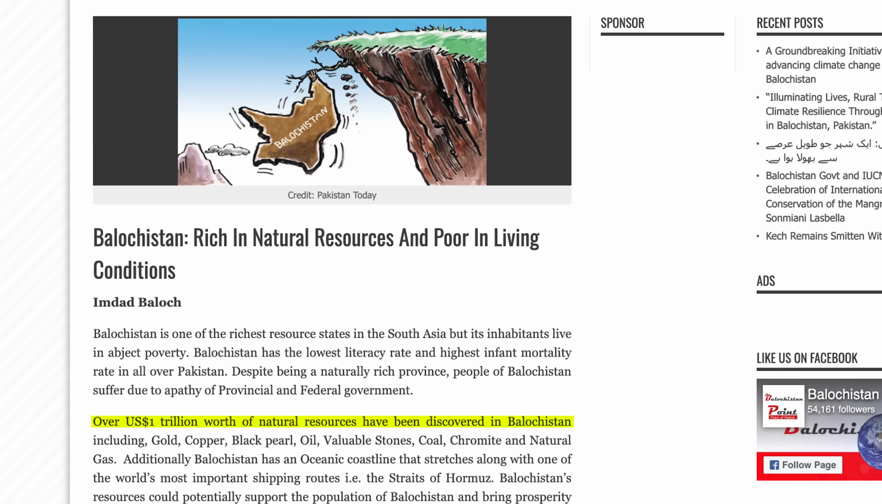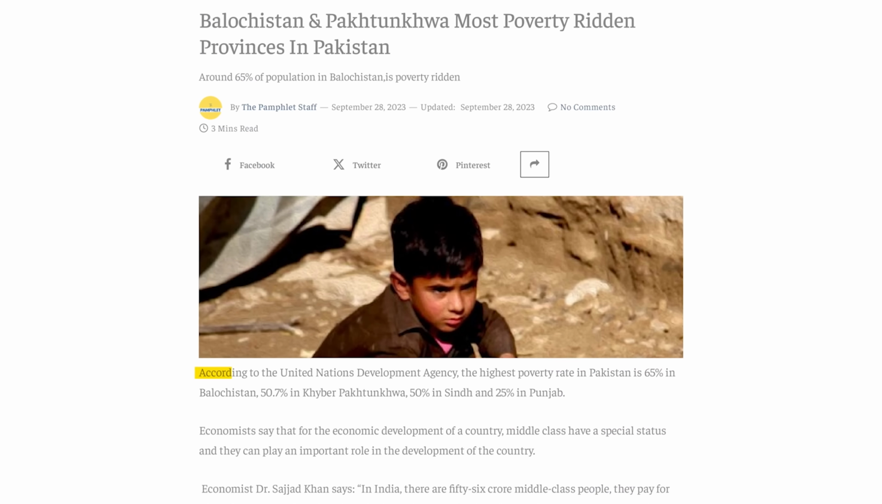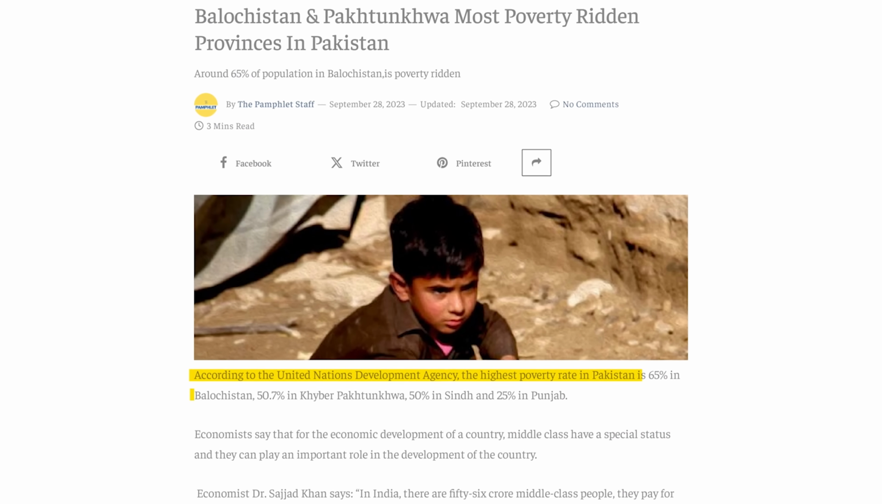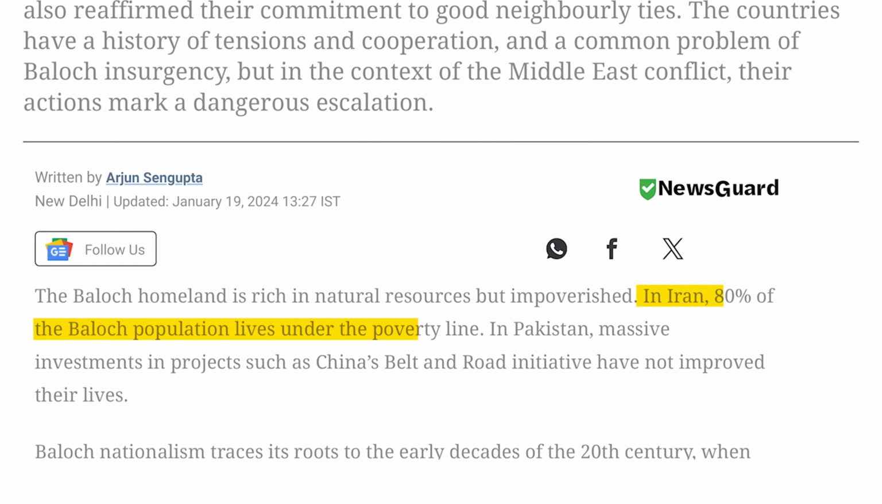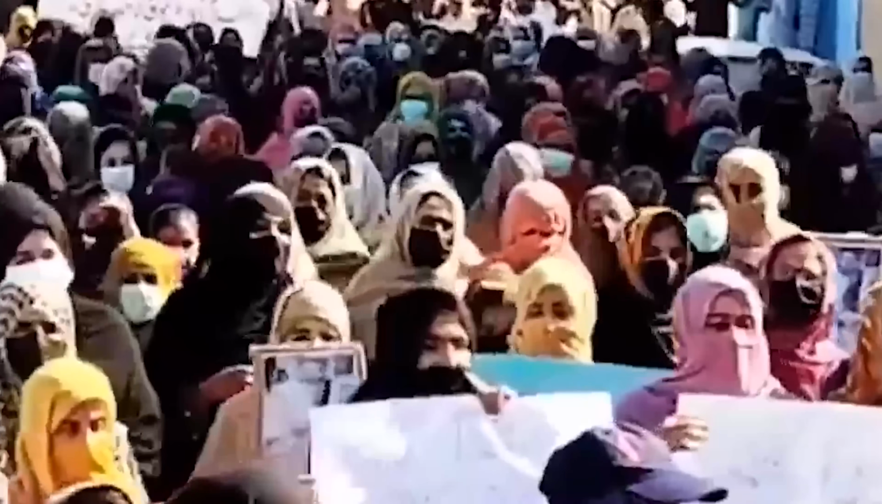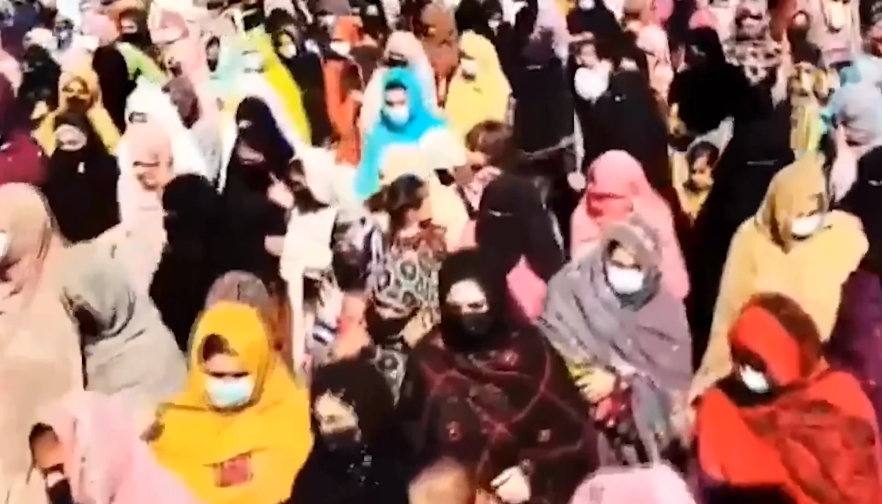It is estimated that there is $1 trillion worth of resources in Balochistan. But if you look at poverty rates, it is the highest in Pakistan at 65%. Similarly, in Iran also, 80% of the Sistan Baloch people still live below the poverty line, whereas the national average is just 28%. This is the reason why the people of Baloch started revolting against Pakistan and Iran in both peaceful and violent ways.